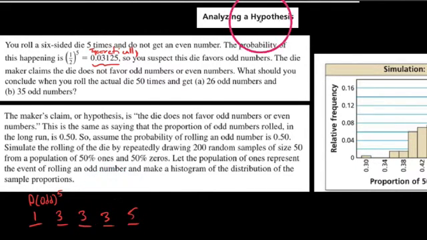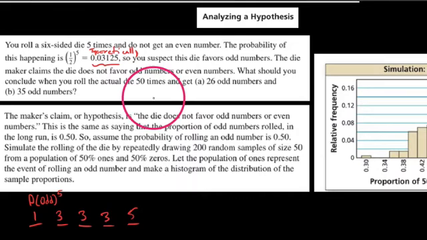So maybe we make this conclusion, but the die maker claims that the die does not favor odd numbers or even numbers. And the die maker's like, well, it's 50-50, chum. So what should you conclude when you roll the actual die 50 times? Maybe we get 26 odd numbers. And what should we conclude if we were to roll the die 50 times and get 35 odd numbers?